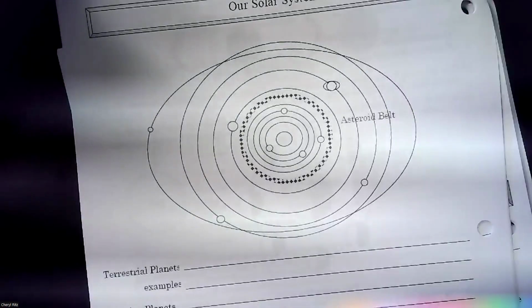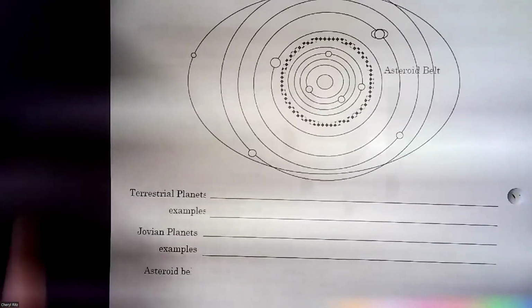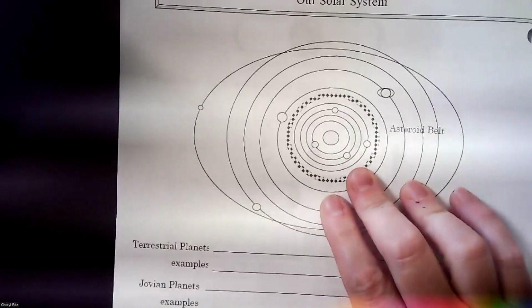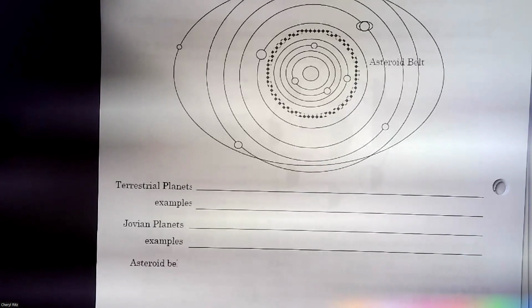And what we're going to do now is fill in the notes about the solar system before you go ahead and get your homework done. So again, we're on page 28. It says our solar system, and then you've got this replica of the solar system.